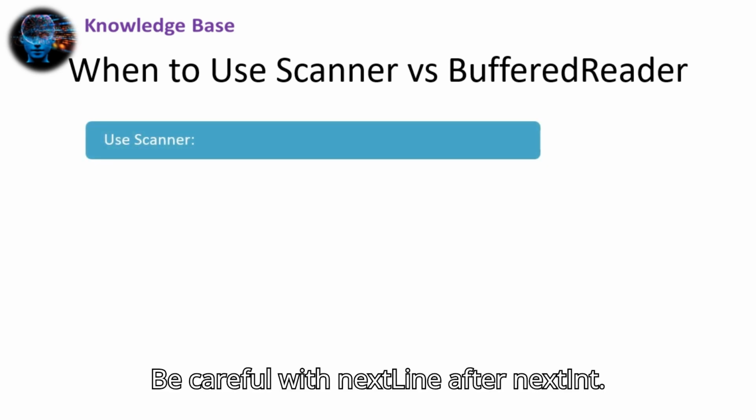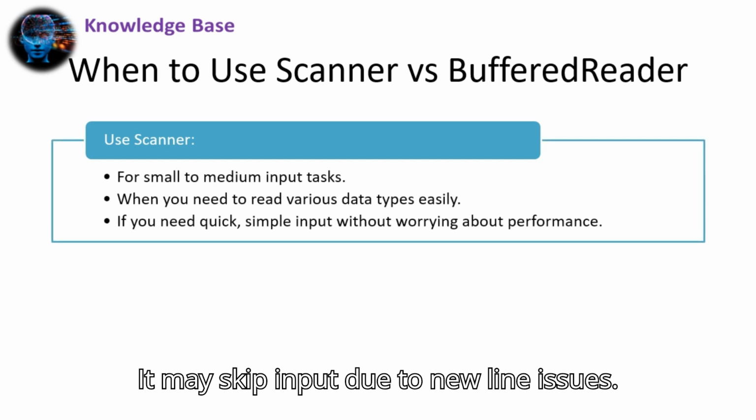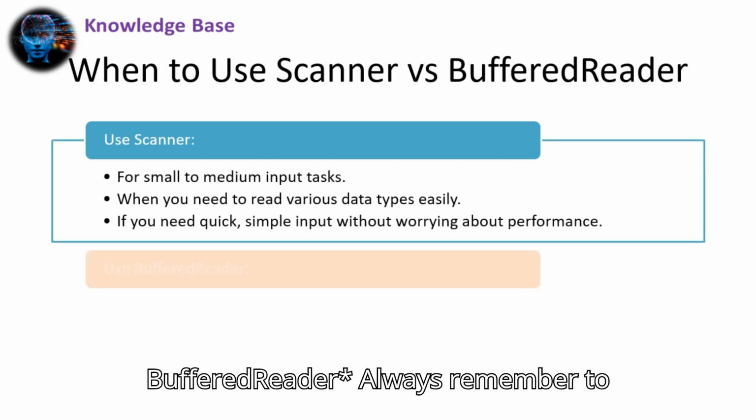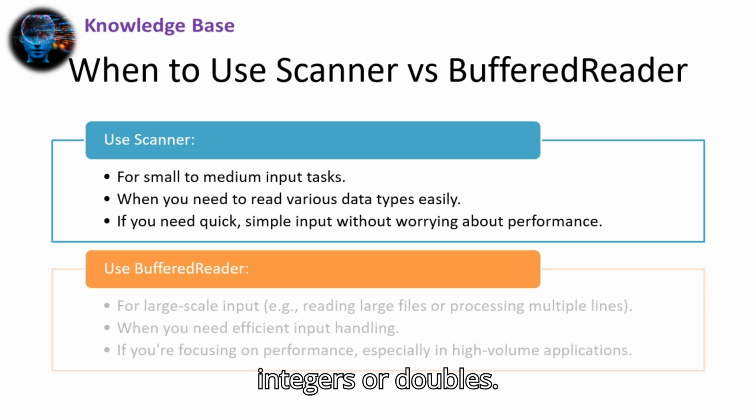Scanner: be careful with nextLine after nextInt. It may skip input due to newline issues. BufferedReader: always remember to convert string input if you're expecting integers or doubles.